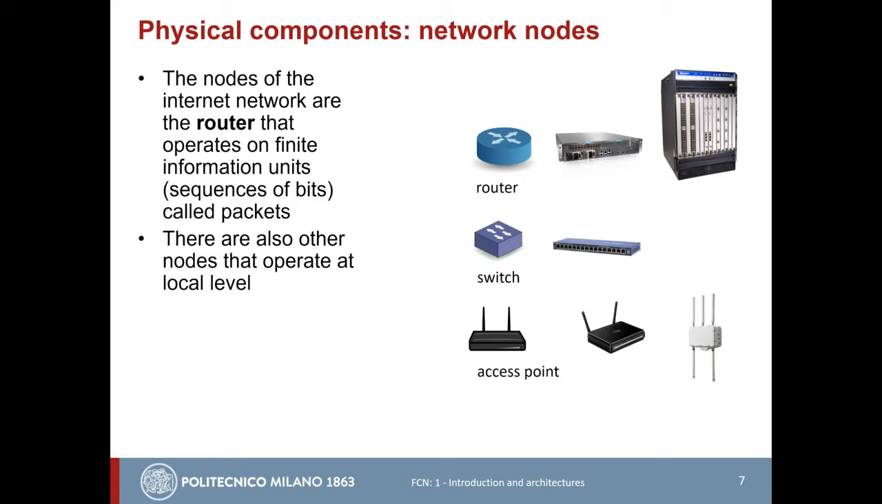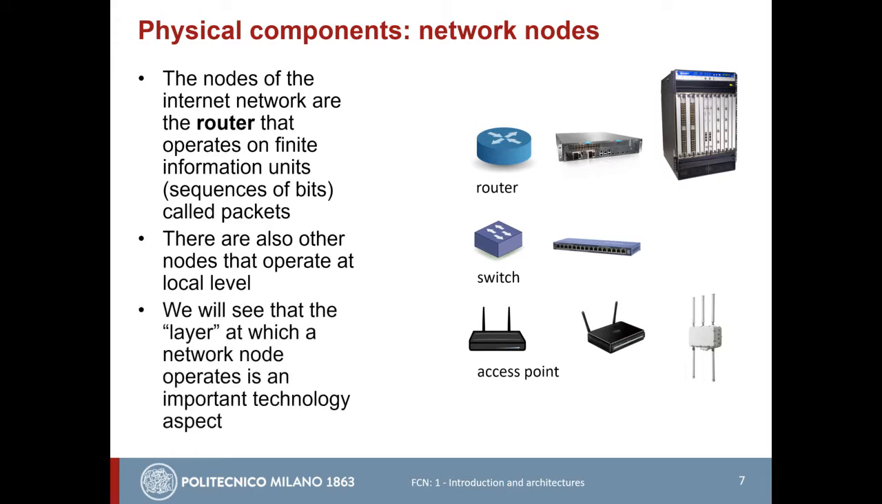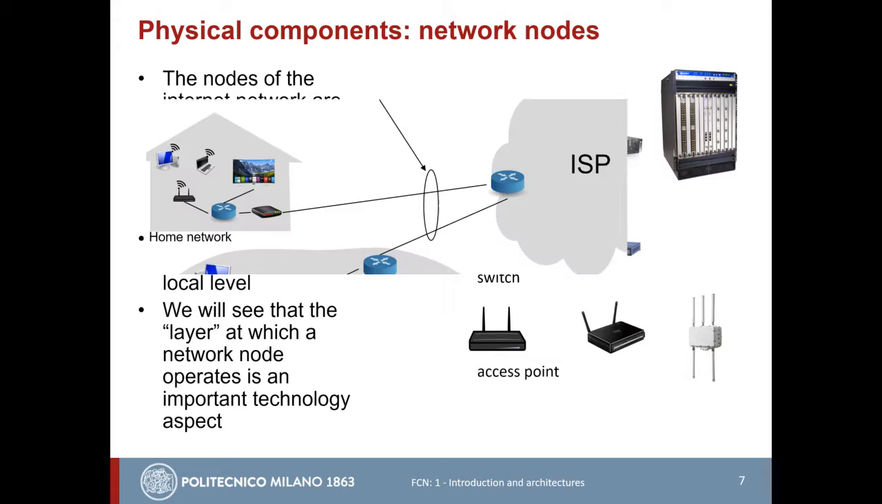The other types of nodes are those used in the local environment. We will talk about switches, and we will see also something about wireless switches that are the access points. In order to understand the specific technology that is used to implement a node, you have to look at which layer in the network architecture this node is used. And we will see tomorrow what we mean by layer and related technology.